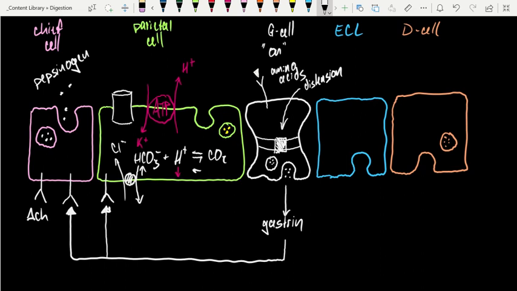Of course, now we have a leak channel on the luminal surface for chloride. Chloride goes out into the lumen, and what do we have? We've just made hydrochloric acid. The chloride here, and the H plus here. There's our hydrochloric acid. Now we can come back to pepsinogen because this is the signal to activate pepsinogen.